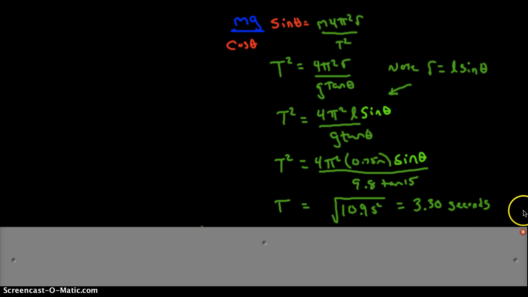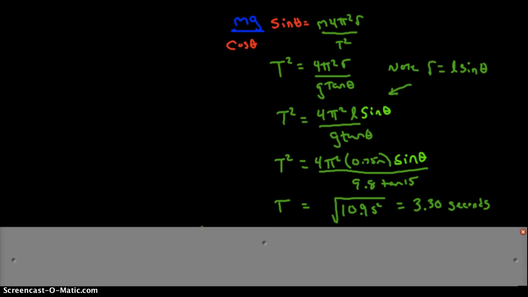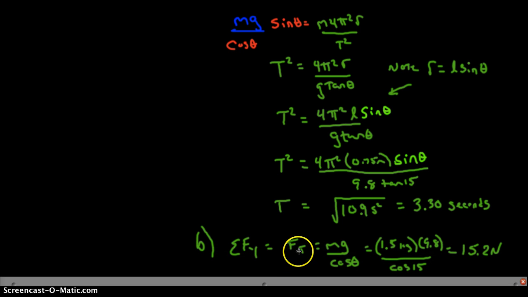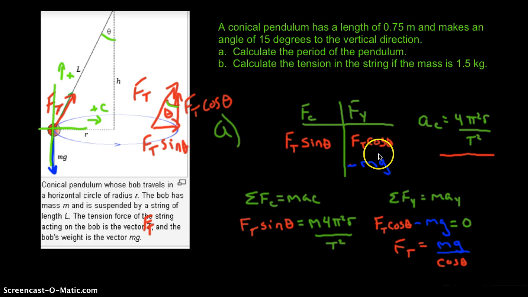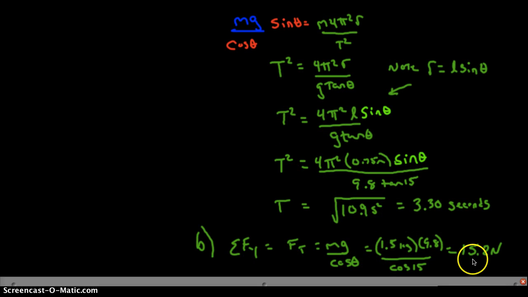Once we have that expression, the next part of the problem asks us to find the tension. Actually, we could have done that first, because from the expression in the y direction, we just saw that F_T cosine theta was equal to mg. Substituting in for that, we end up with a force of 15.2 newtons. That equation just came from our y column right here. Substitute in the mass, g, and cosine of the angle theta, and that gives us the tension in the string, 15.2 newtons. And that's how you approach a conical pendulum problem.